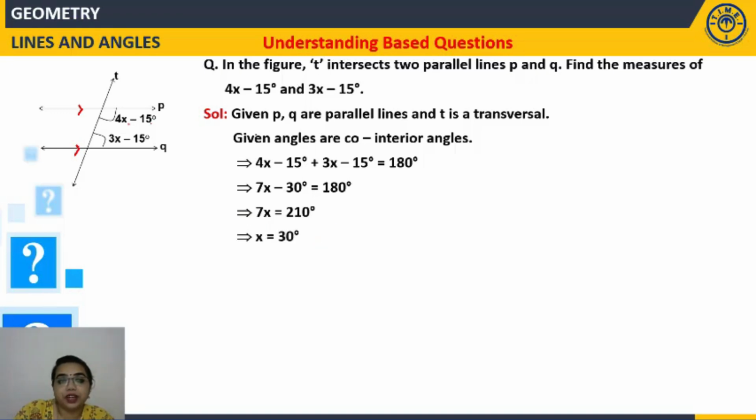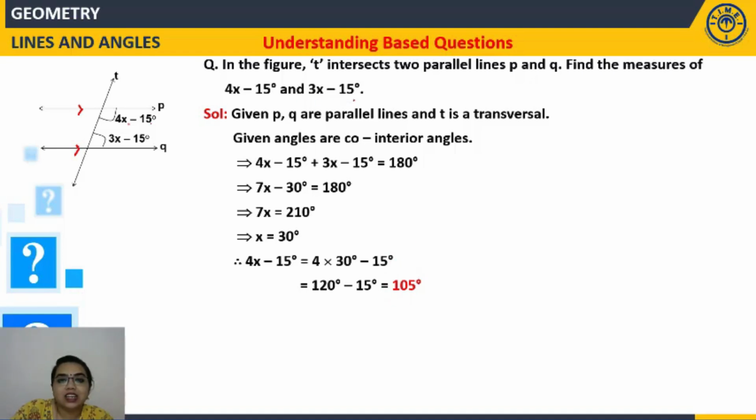Now what do we need to find? We need to find the measures of 4x minus 15 and 3x minus 15. How can we do that? We know the value of x. Can we just substitute and find the answer? Yes, we can do that. So 4x minus 15 degrees: 4 into 30 minus 15 degrees. 4 into 30 is 120. 120 minus 15 degrees. How much is it? It is 105 degrees.